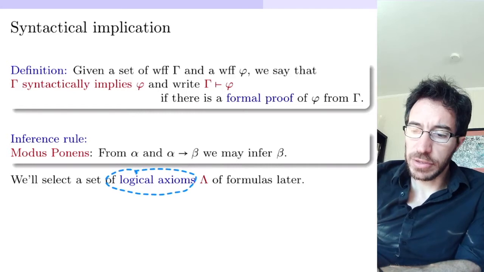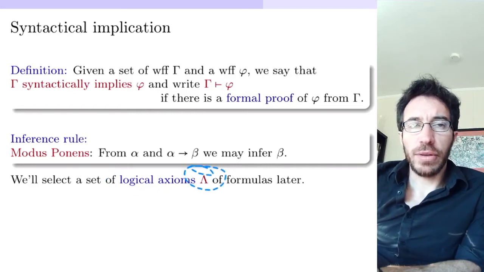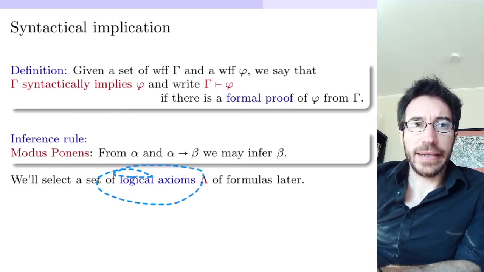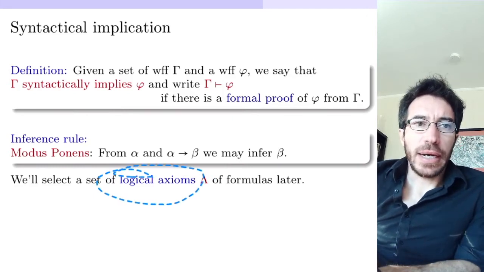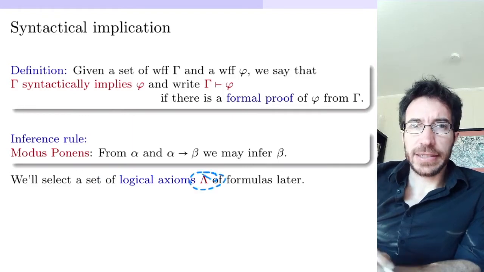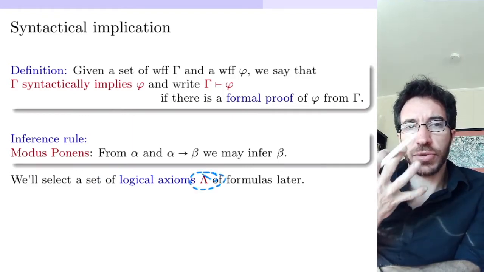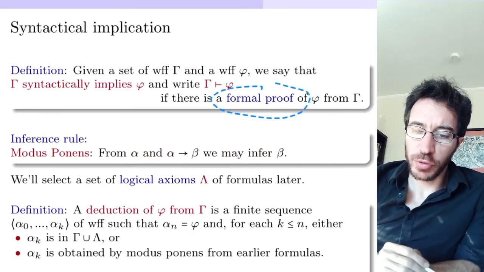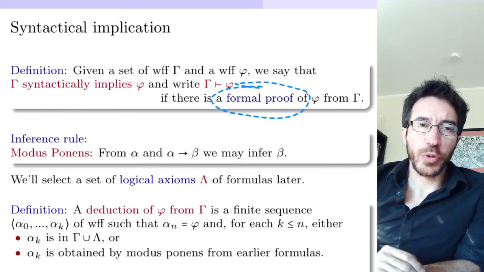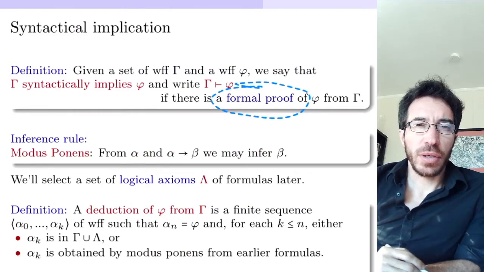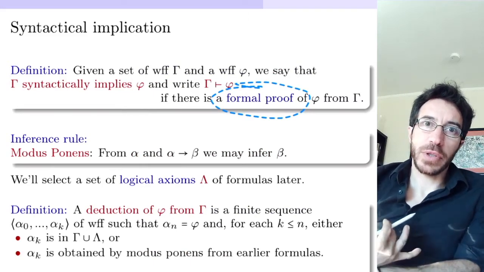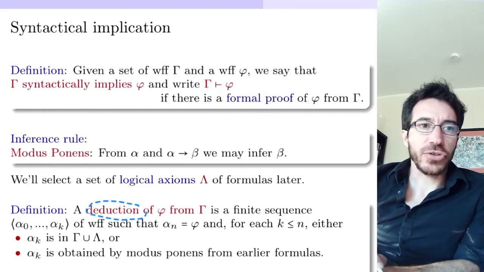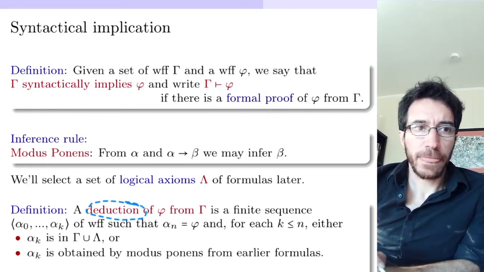So lambda is going to be a set of well-formed formulas that we call the logical axioms. We'll see it later. It's a lot of very basic assumptions, and once we have that, we're going to define what a formal proof is. So as not to get confused with when we do a proof in math, in the meta language, we're going to call these deductions instead of formal proofs.